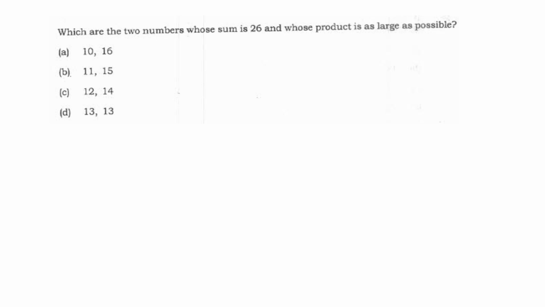Okay. So the next question is, which are the two numbers whose sum is 26 and whose product is as large as possible? So here we can see that the sum for all the pairs is 26. 10 plus 16, 26. 11 plus 15, 26. 12 plus 14, 26. And 13 plus 13, 26. But the product of all these are different. For 10 into 16, it is 160. For 15 into 11, it is I think 165.